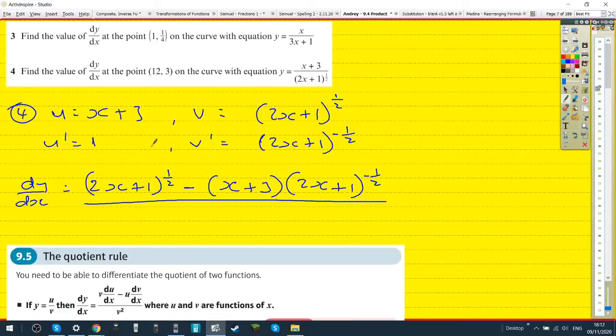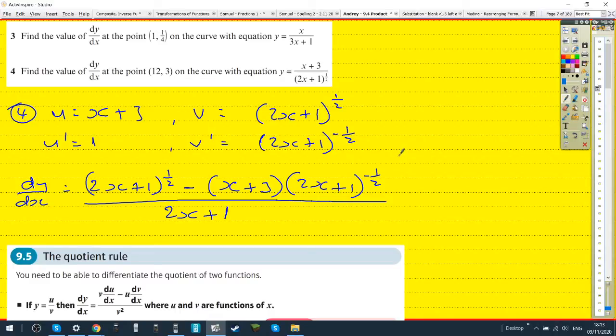And so this one wanted the value. So I want you to sub in 12 into the x value. Yeah, that's it. And let me just say here, the bottom is v squared. That squared is just 2x plus 1, which might make it a bit easier for the substitution.